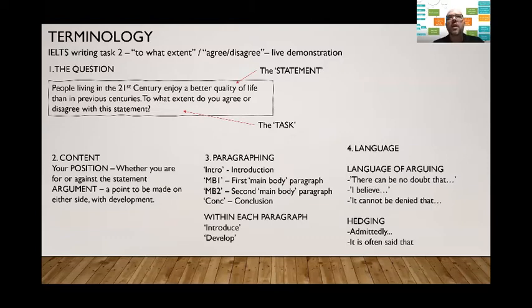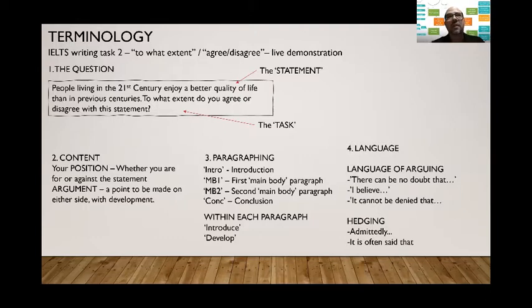So there are different task types in IELTS Writing Task 2. You might have a task type which is problems and solutions, for example, or a two-part question, or a task type which is similar to this one but not exactly the same, which is do the benefits outweigh the disadvantages, or discuss both views and give your opinion. So this is slightly different. It's a to what extent do you agree or disagree question.